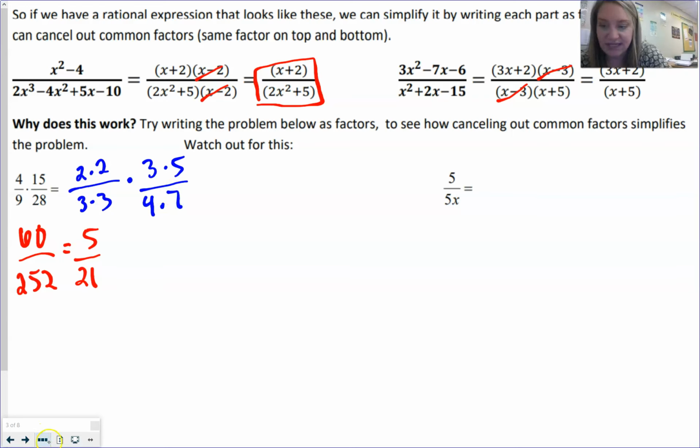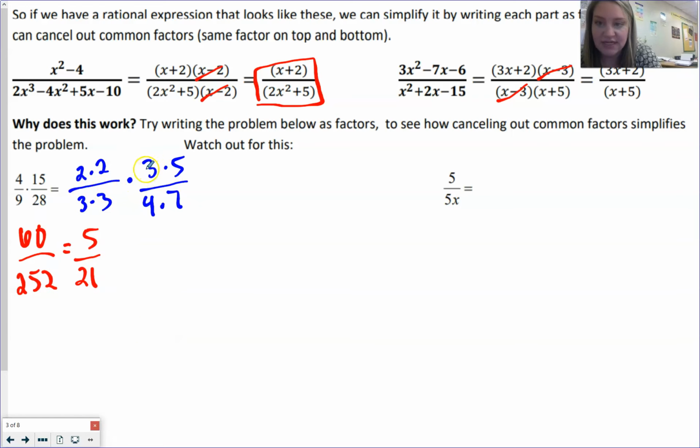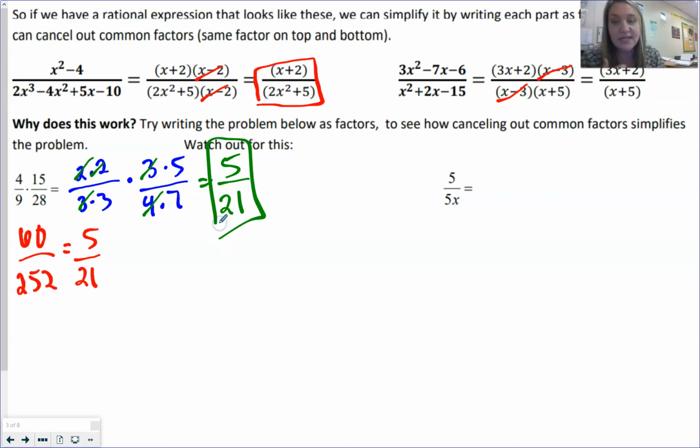So if I look at this, I can cancel out common terms. Look at this. There's a 3 up top. There's a 3 in the bottom. There is a 4, because 2 times 2 is 4, on the top, and there's a 4 on the bottom. So now look what's left. Just a 5, and down here, 3 times 7, which is 21. So that's why we're able to cancel terms.